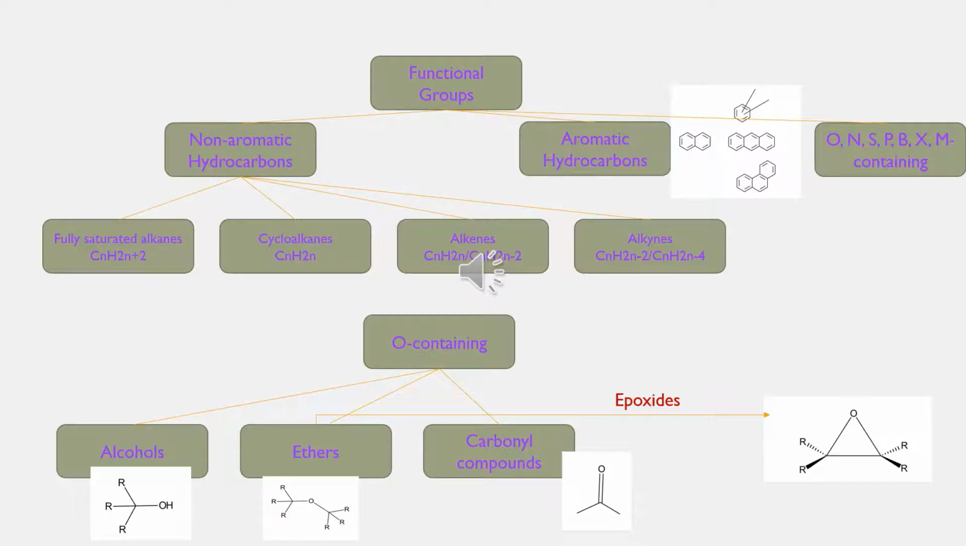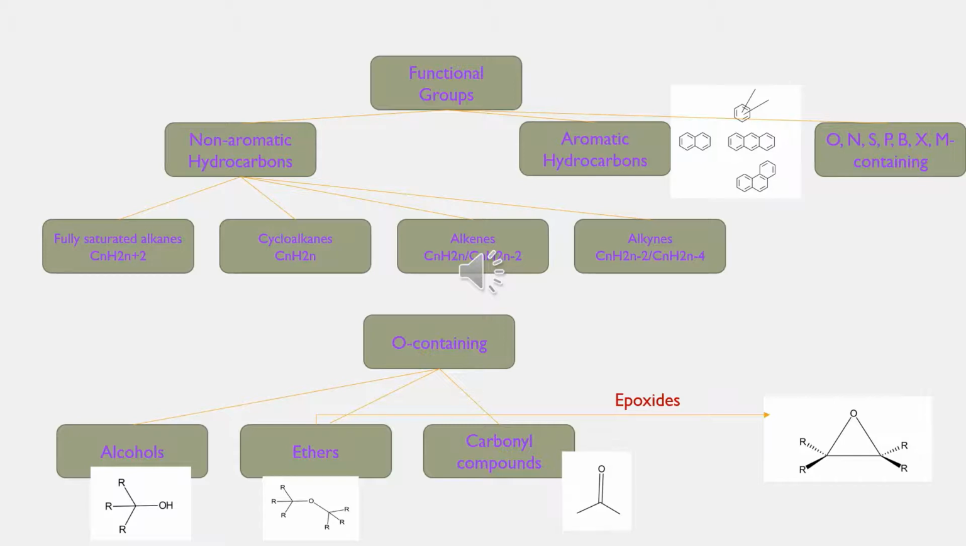The right-hand box that says ONSPB. So if a molecule is not a hydrocarbon, that means it contains one or more heteroatoms. And a heteroatom is any atom or element that is not carbon or hydrogen. It might be oxygen, nitrogen, sulfur, phosphorus, boron. X is halogen, M is metal, and of course there are other possibilities as well. These are the most common ones.